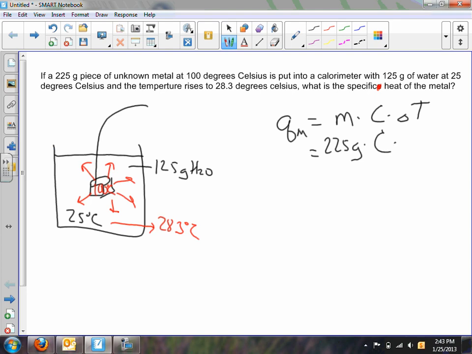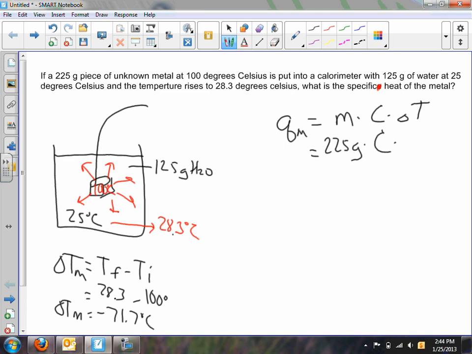The temperature change of the metal, to find change in temperature, that's always final minus initial. Well, the metal started at 100 degrees. That's the initial temperature. Where did it end? Well, it's going to end at the same temperature that the water did. Heat keeps flowing until they're the same temperature. So the metal ended at 28.3 degrees, just like the water did. So my change in temperature for the metal looks like it's negative 71.7 degrees Celsius.